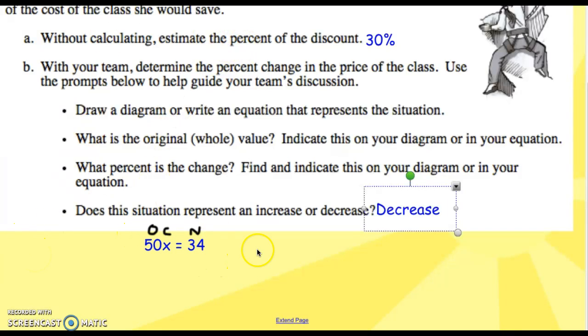Okay, so now I'm going to solve for x to find out what the percent is she does save. So I need to get x by itself, so I'm going to divide by 50. That means I also have to divide the other side by 50. On this side, 50 over 50 equals 1, so I'm left with 1x. And then I need to do 34 divided by 50. And if you take a minute and do 34 divided by 50 on your calculator, you should get 0.68.